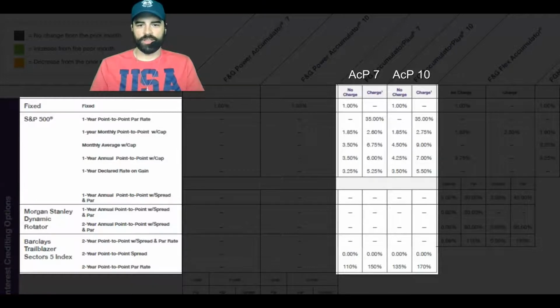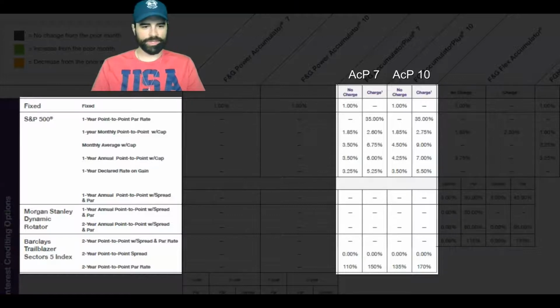So in this case, let's take a look at the 10 charge, 5.5. So even if the market does 1, you get 5.5. Market does 20, you get 5.5. That's it. If the market's 0 or negative anyway, you get 0. Okay, so that's what the declared rate is.